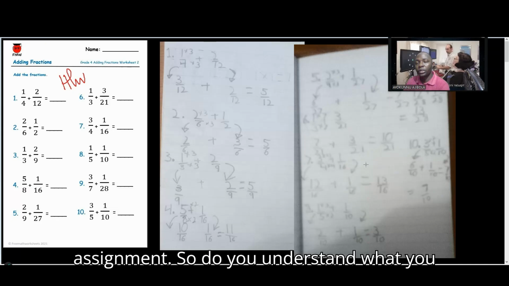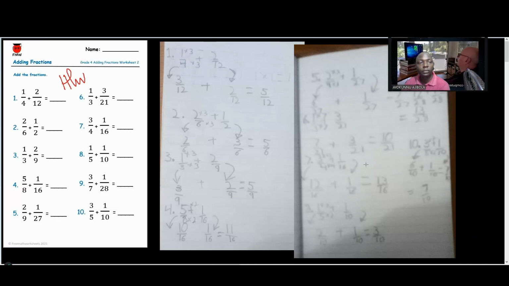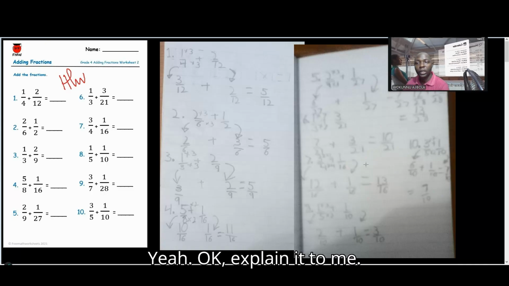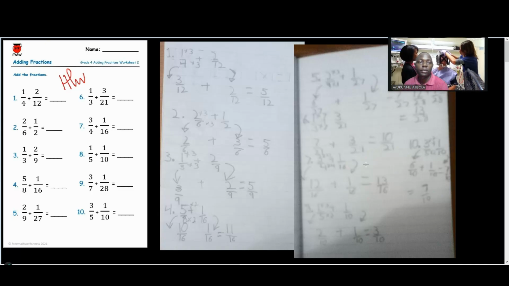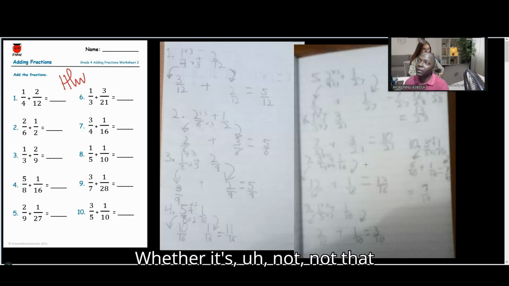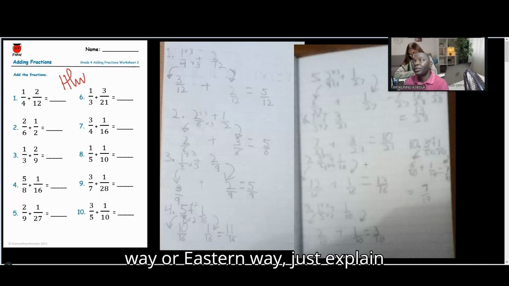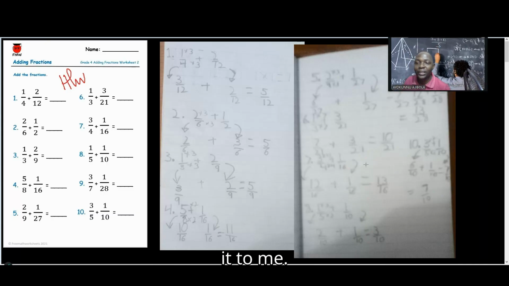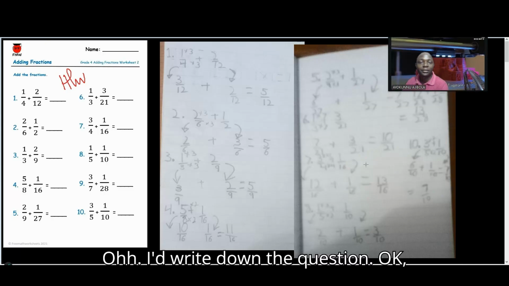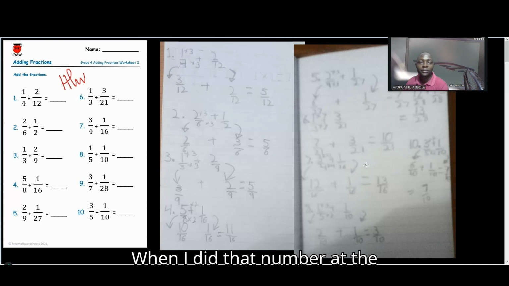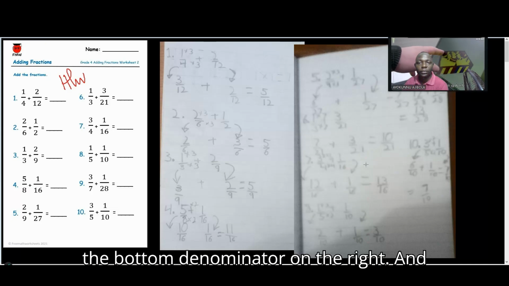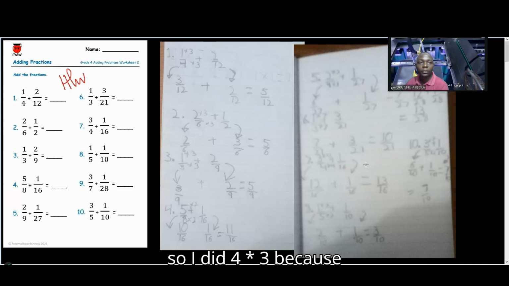So, do you understand what you did? Okay, explain it to me. I did it a different way. Whether it's northern way or eastern way, just explain it to me. So, I write down the question and I did that number at the bottom. Then I turned it to the bottom denominator on the right.